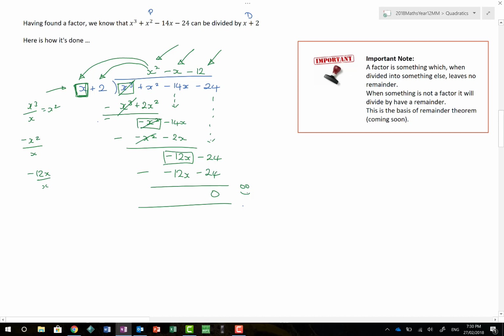Why was I expecting it to be 0? Because we'd already worked out that that was a factor. And if it's a factor, we're going to get a 0 remainder. So what does that now have to do with anything?